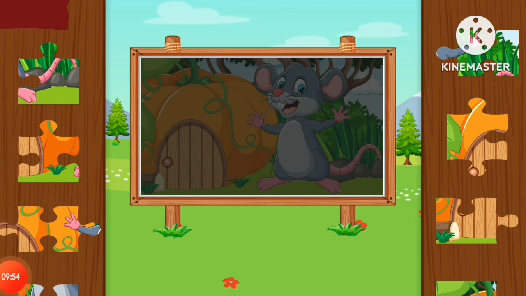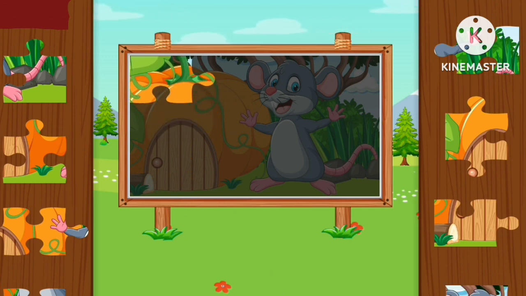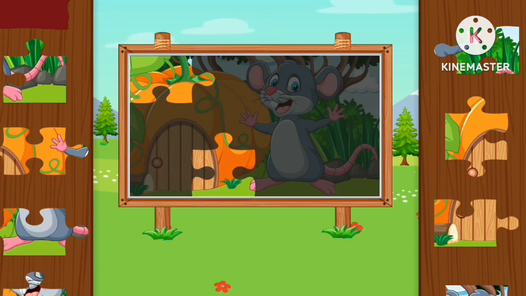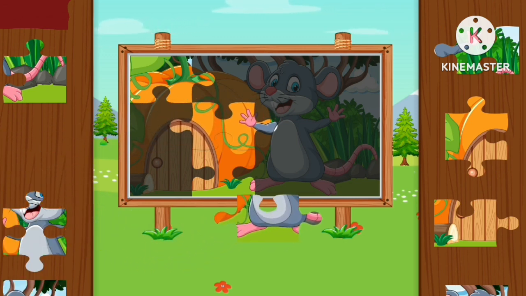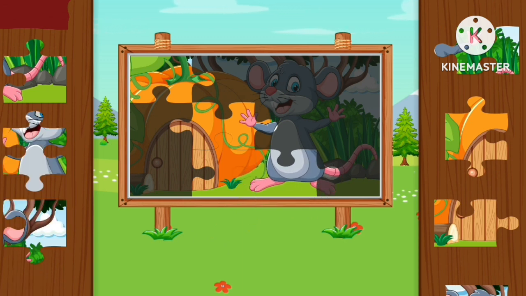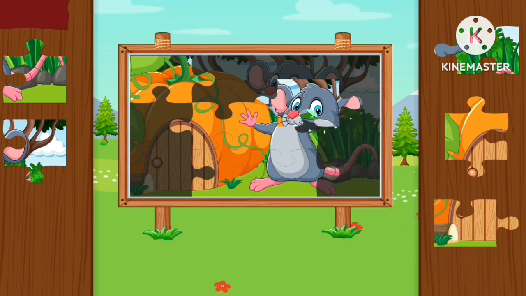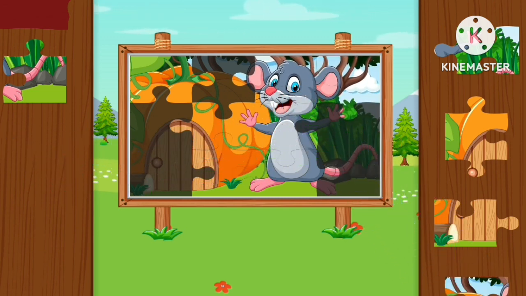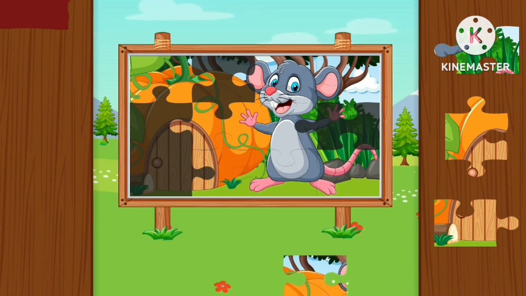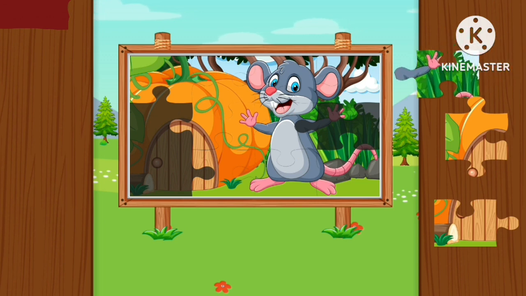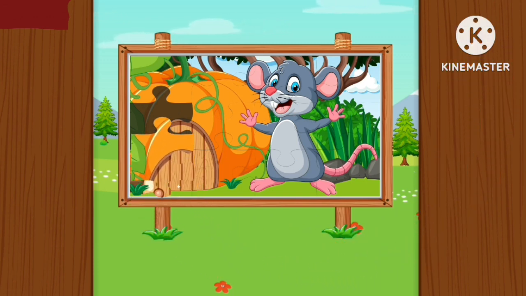Let's put together the rat puzzle. Good job. Keep it up. Excellent. Perfect. Good job. Perfect.